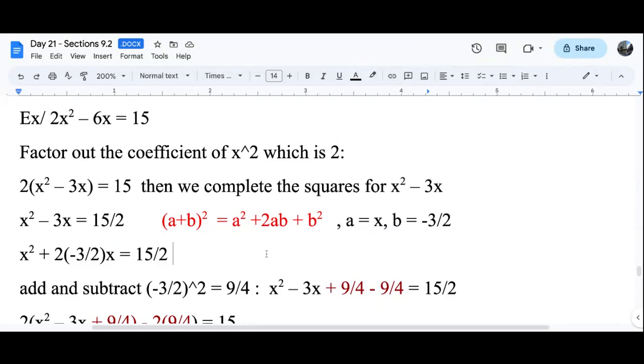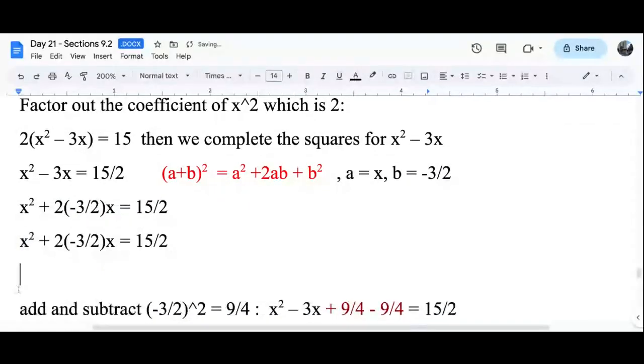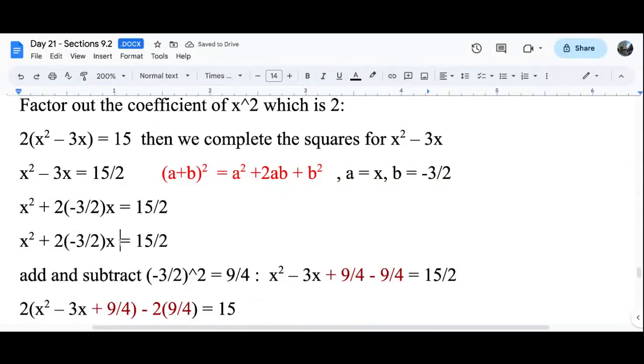Okay, now you keep going. Now remember, we want to add b squared. You see, we have a squared, x squared, we have 2ab. Now we're just missing b squared to make a plus b squared. So we just add b squared. We could add on both sides, or add on one side and subtract the same term. So we add negative 3 over 2 squared on the left-hand side and on the right-hand side.